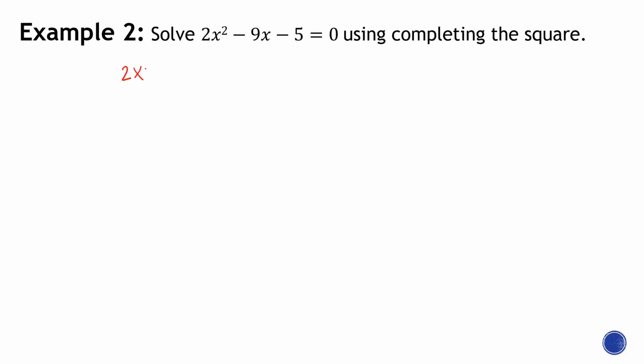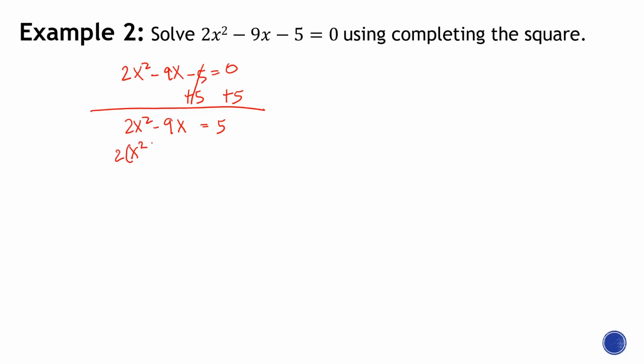Here we have 2x squared minus 9x minus 5 equals 0. So again, the first step is to add 5 on both sides. This is going to be 2x squared minus 9x equals 5. And if we are completing the square, we want to make sure that our leading term is x squared only. Now here we have 2x squared, so we need to factor out the 2 on the left side of the equation.